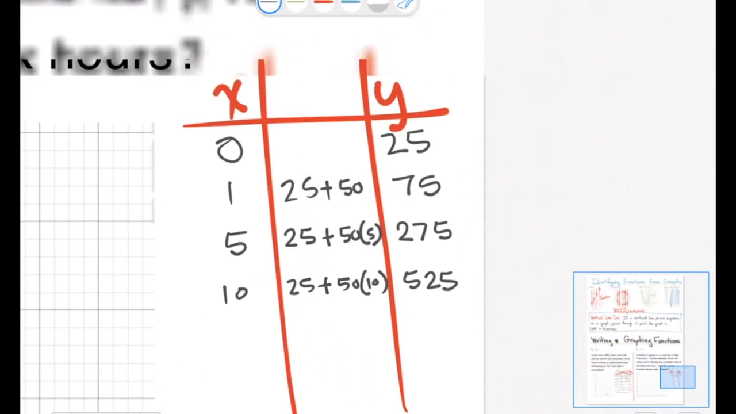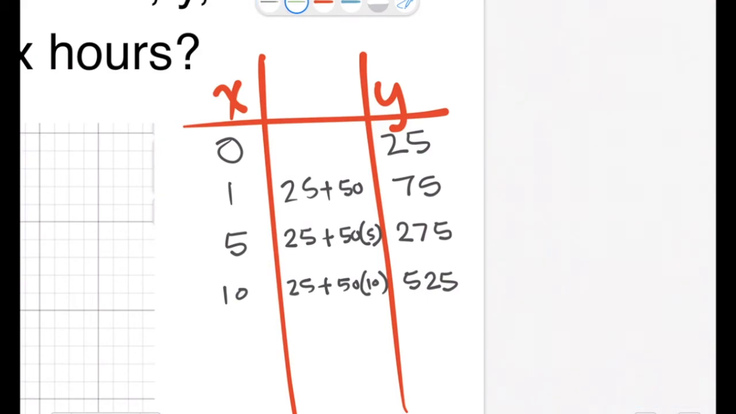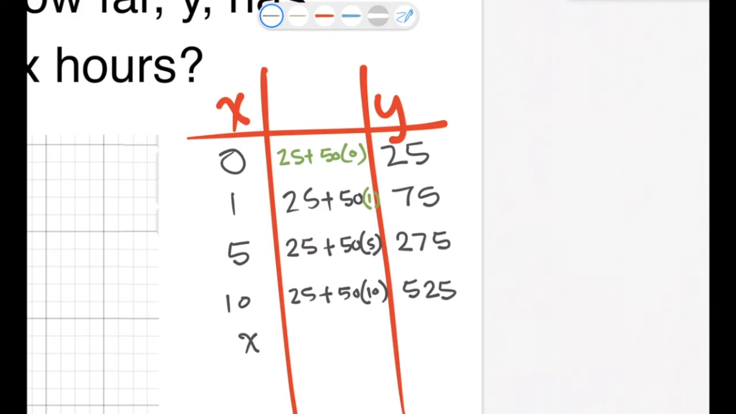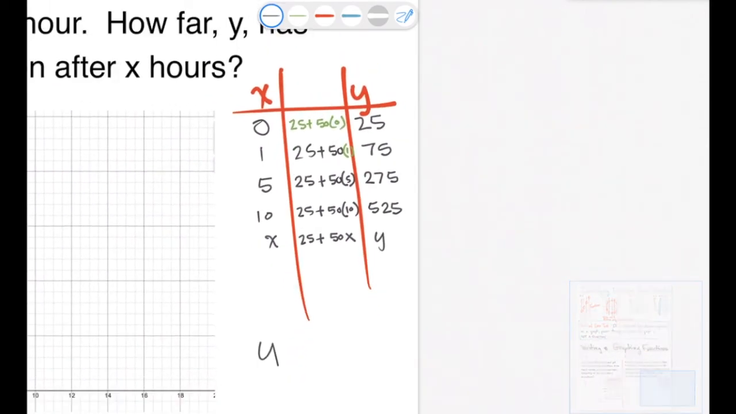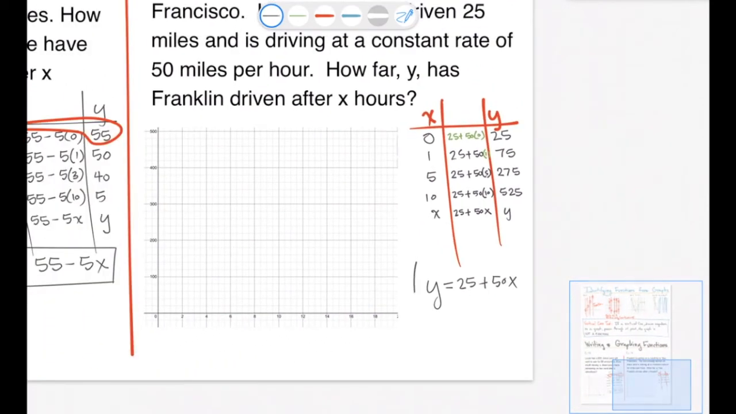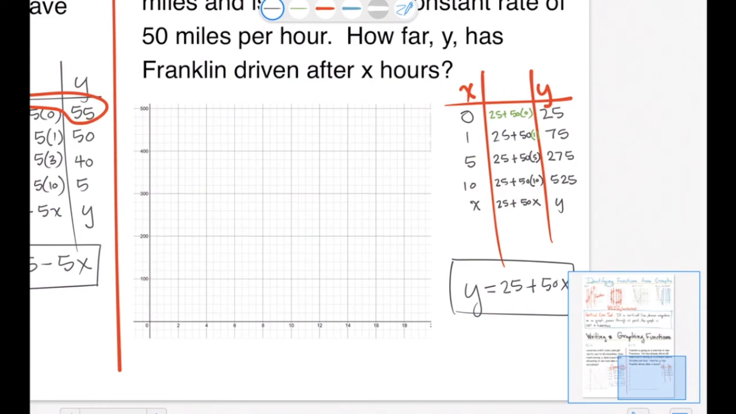And we can continue. Now notice we can see a pattern, and we can go back and fill these in. I could put a 1 there. Here I could do 25 plus 50 times 0. Now we see a pattern, and we can say our general rule, if he goes x hours, is 25 plus 50x. And that's going to give you your y value. So our function rule: y is equal to 25 plus 50x. Now let's go and plug these numbers in and graph our function.